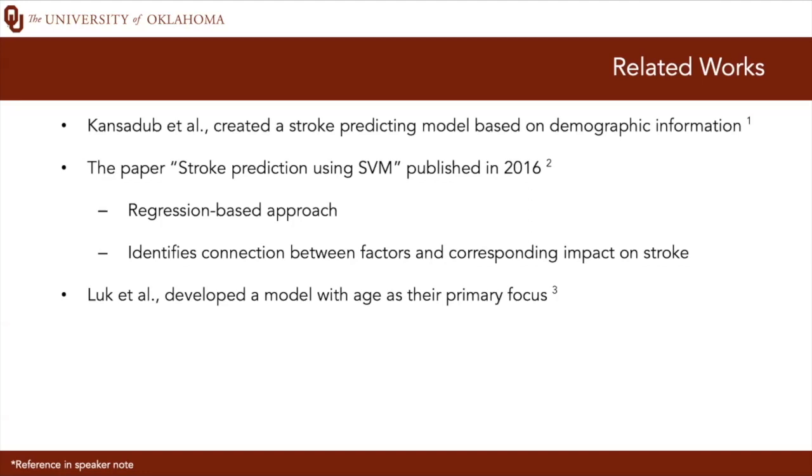The paper Stroke Predicting Using SVM uses a regression-based approach to identify the connection between factors and the corresponding impact on stroke to understand the possibility of having a stroke. Look et al. did a comprehensive study on stroke with age as their primary focus, with people from China.